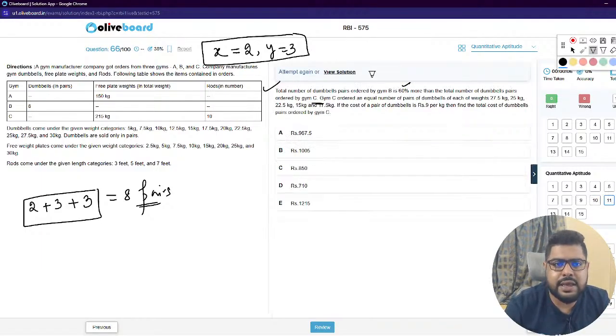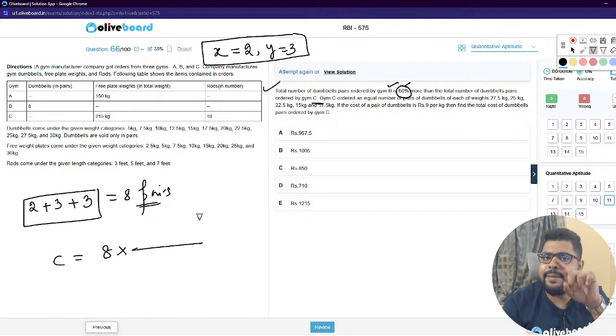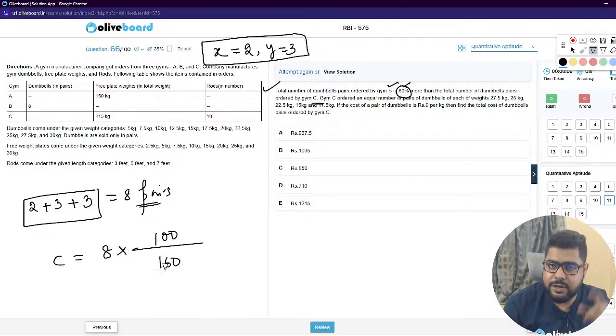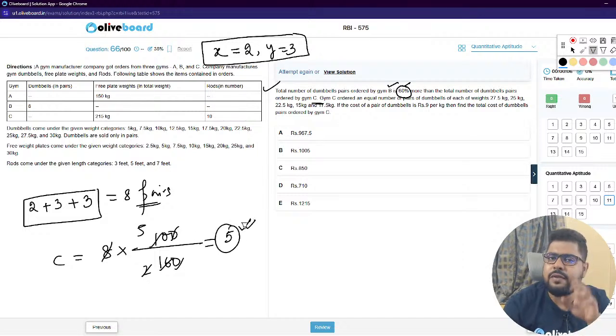Now they are asking Gym B is 60% more than C. So C will be, 8 represents 60% more, meaning 160%. I need 100% for Gym C. So 8 goes to 5. So Gym C has a total of 5 pairs of dumbbells. All the weights are given in 5 categories, equal number, meaning 1 pair of each, can I say? Because there are 5 weight categories given.